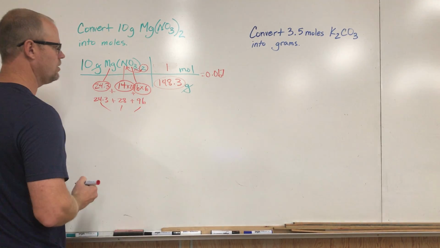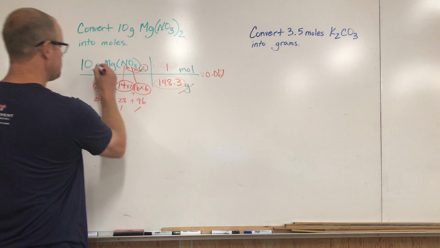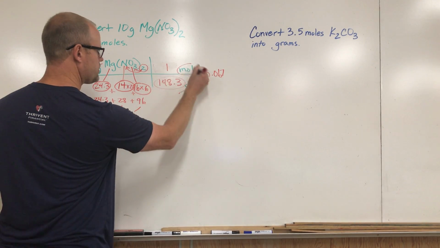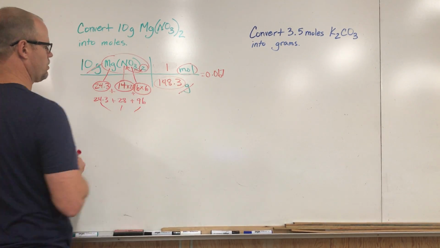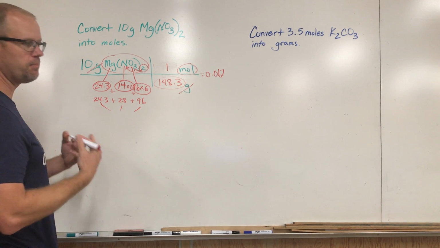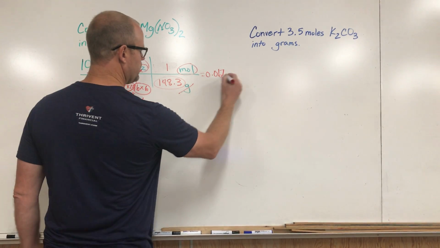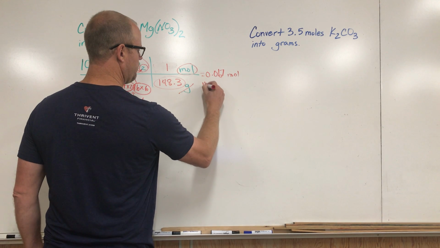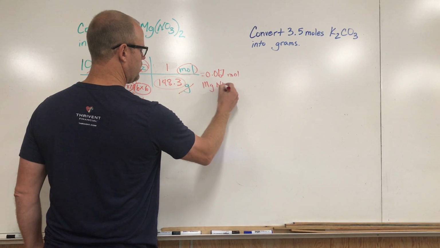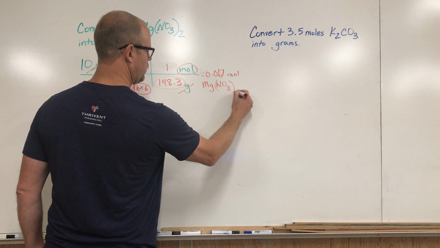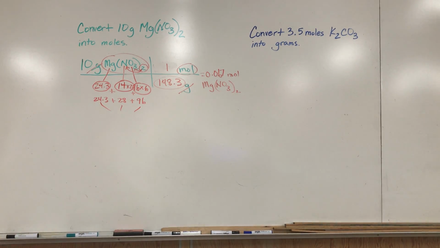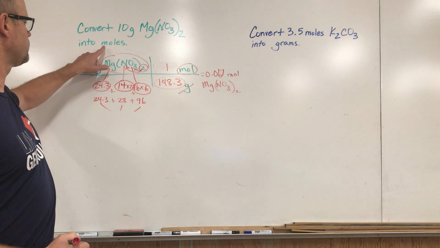And what does that mean? Look at what's left. Grams cancels out, and I'm left with moles of magnesium nitrate. So I want to label that. Every number has a meaning. We have to write down its meaning. This is moles of magnesium nitrate, and write the correct formula for it. Okay, that's turning grams into moles.